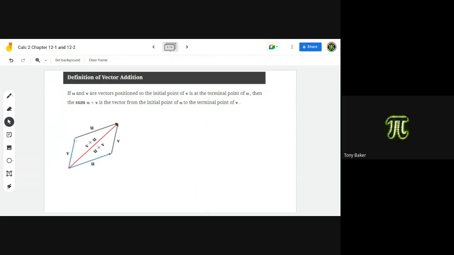Also notice that it doesn't matter where we're starting it. So I take my v and I'm putting my u at the end of v and going in that direction. The direction matters and the length of it matters more than where it is located in space. Right? This allows us to move things around to find the sum of the vectors.